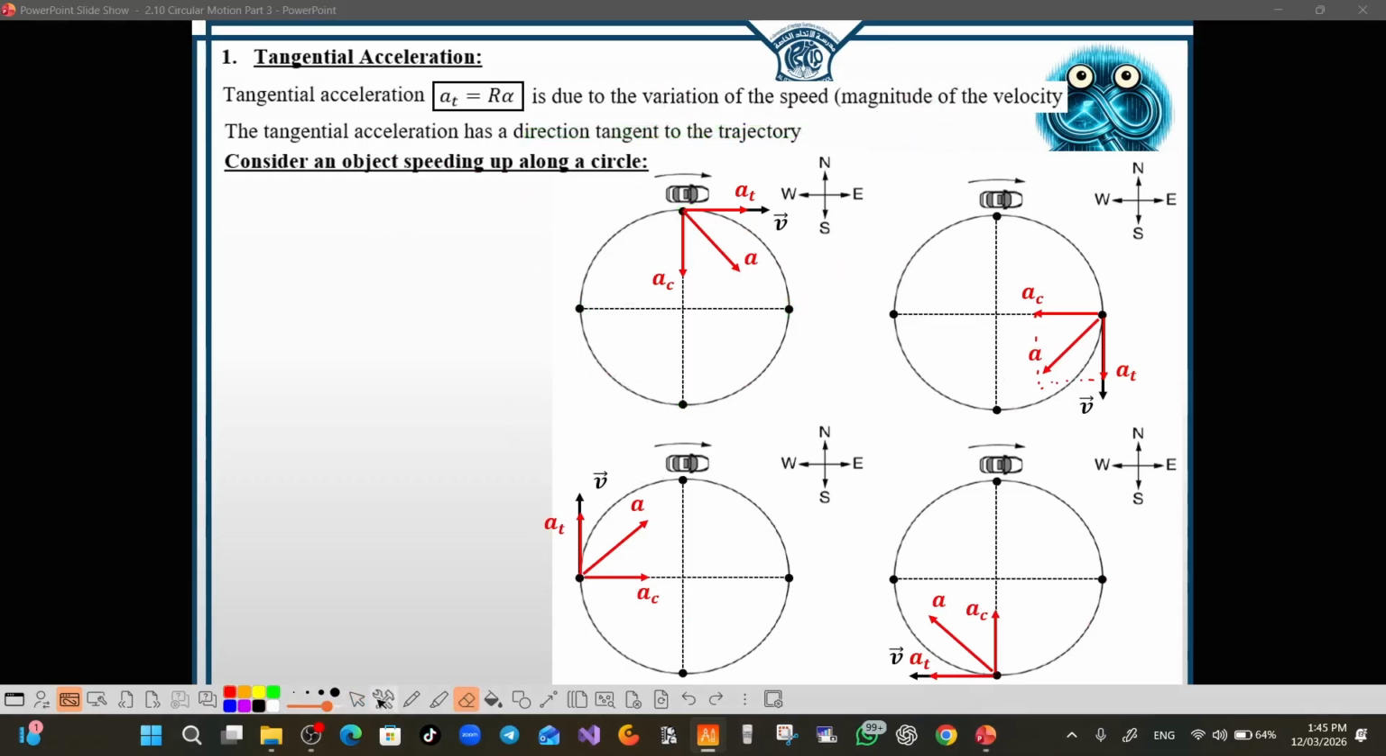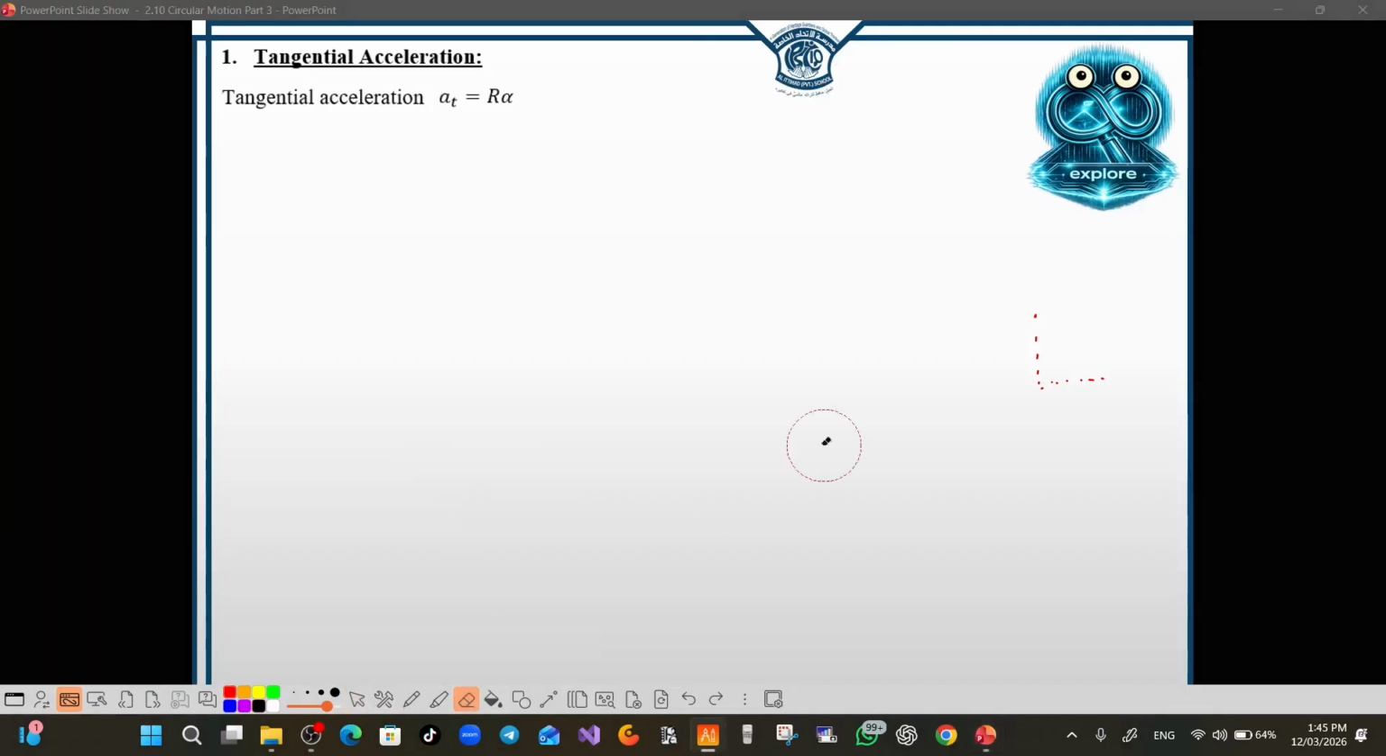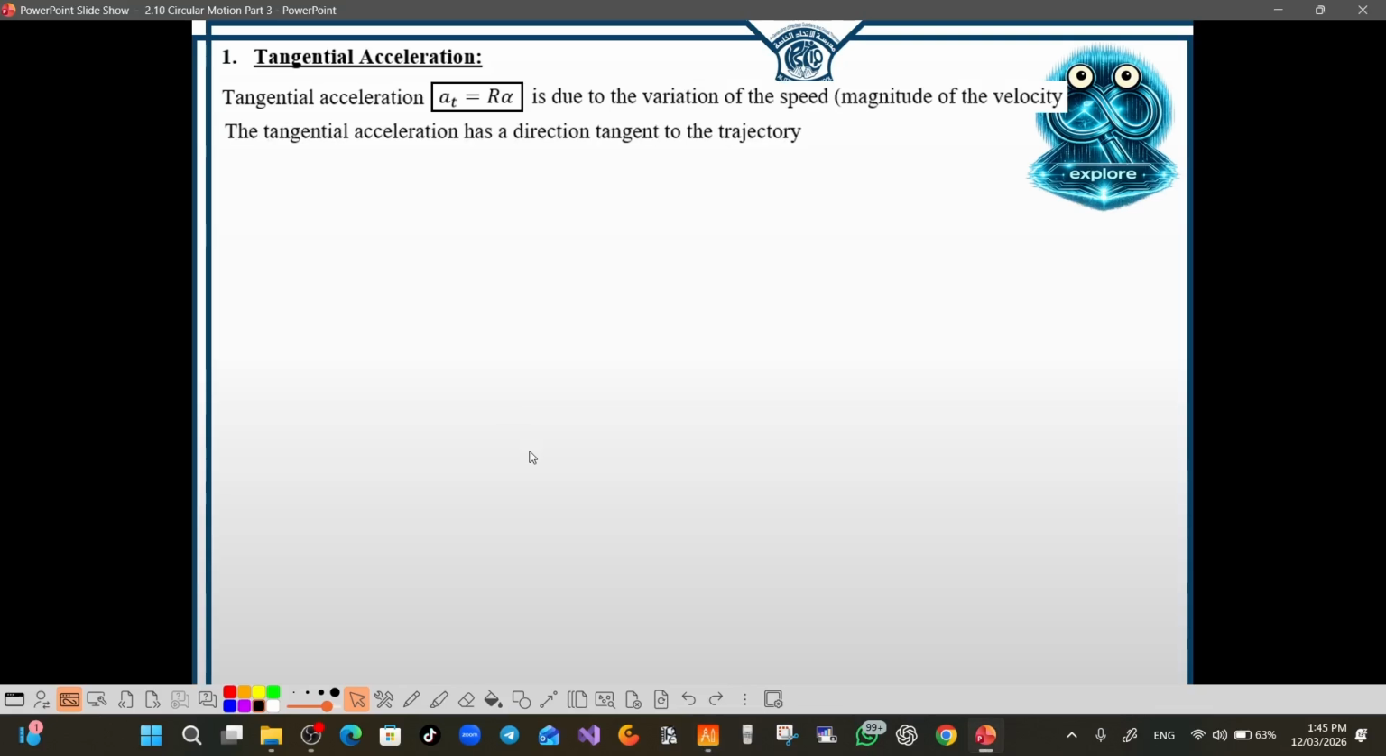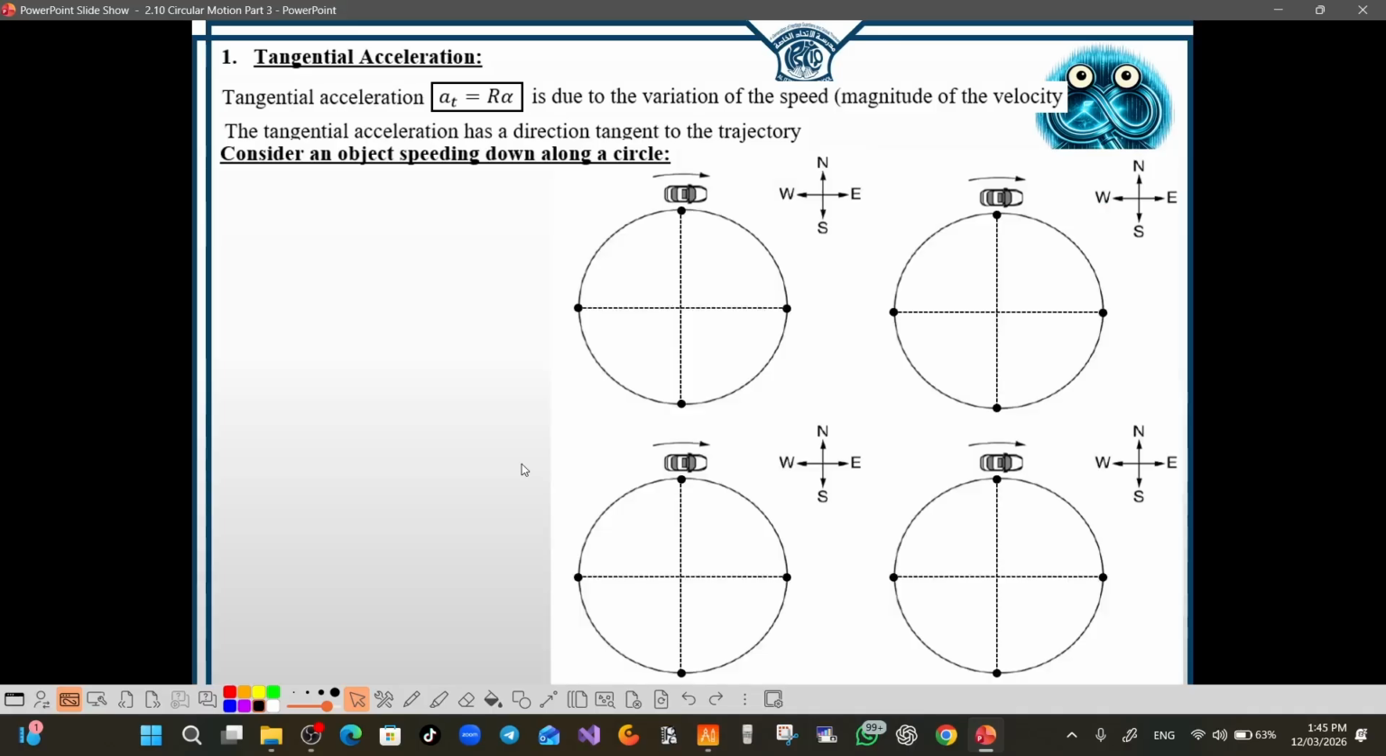Now, let's consider the second case where the object is slowing down. Again, remember that the tangential acceleration is r alpha, and this is due to the variation in speed. The tangential acceleration is in the direction of the trajectory. Since the object is slowing down, the velocity won't be changed because the velocity indicates the direction of motion. We are assuming here that the object is still moving in the clockwise direction, but this time it's slowing down. The velocity will remain the same at different points. The centripetal acceleration will remain the same, but this time the tangential acceleration will be acting in such a way that it will reduce the speed.